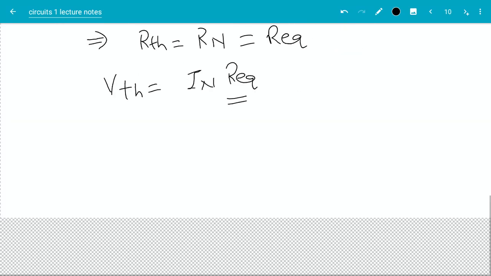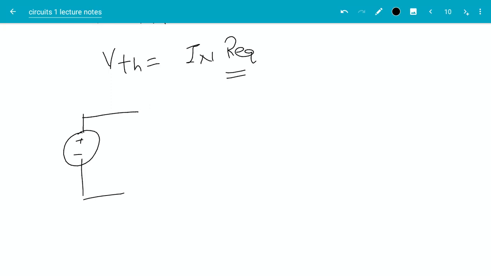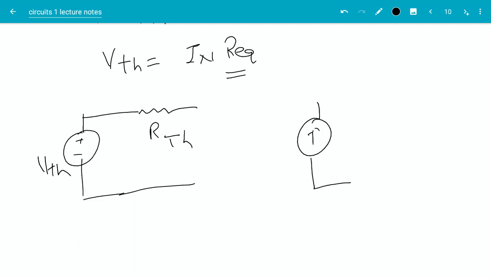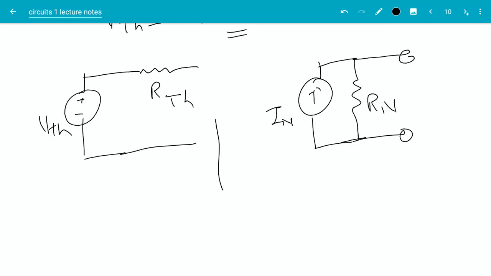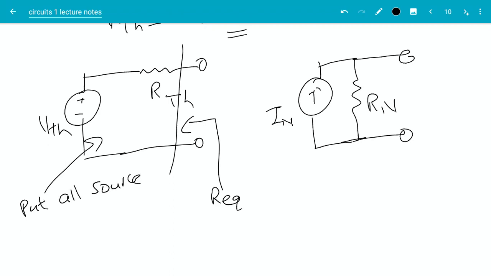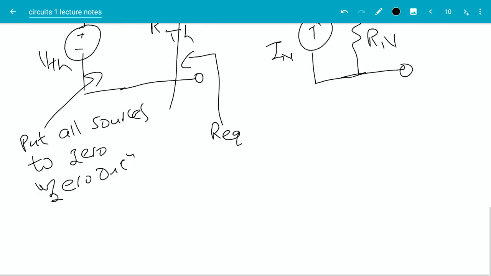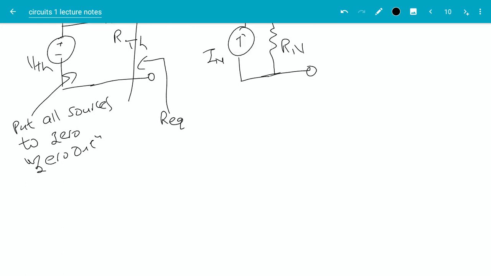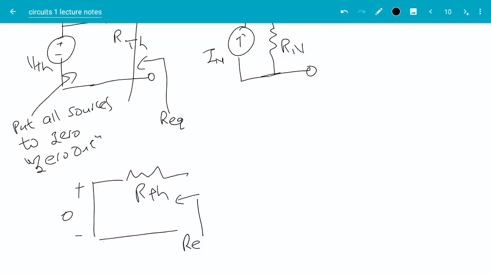Let's look at another way. On the left hand side, we have this Thevenin equivalent circuit, with RTH and VTH, and on the right hand side, we have this Norton equivalent circuit, with RN. If you want to measure R equivalent here, remember the way we said you do it: you put all sources to 0, which we called zeroing out. If you zero out all sources, zeroing out this voltage source means shorting it, so the voltage drop here is now 0. And it's like this, this is RTH, and the equivalent resistance looking in will be equal to RTH.